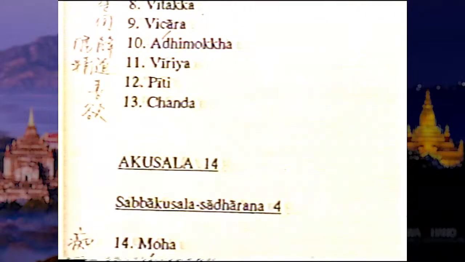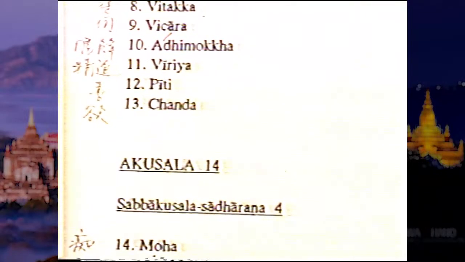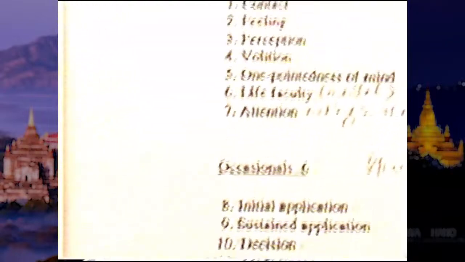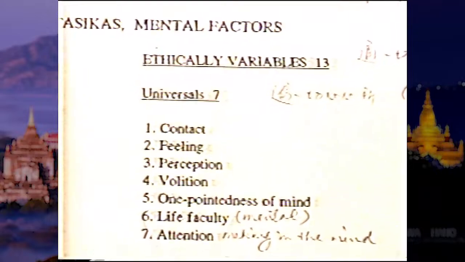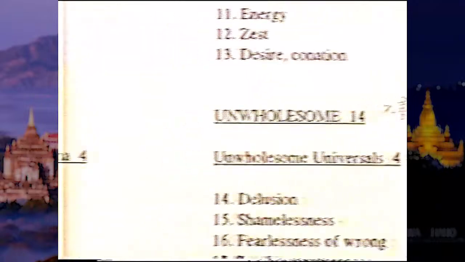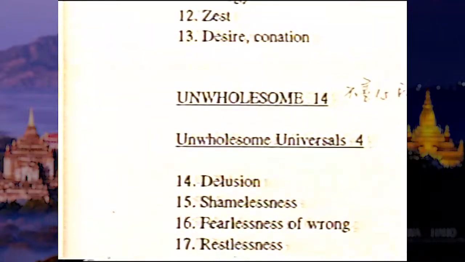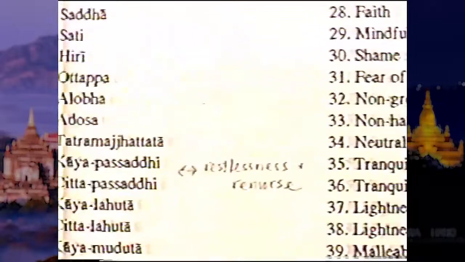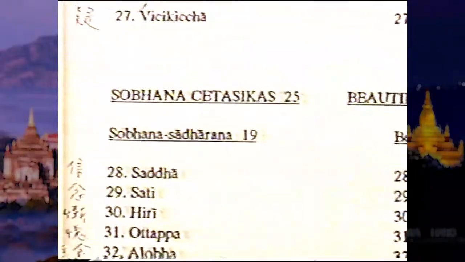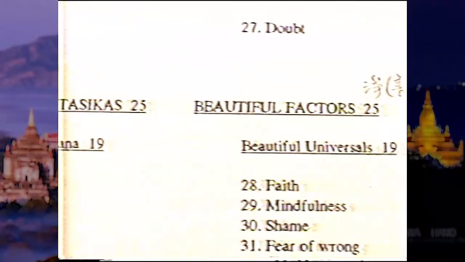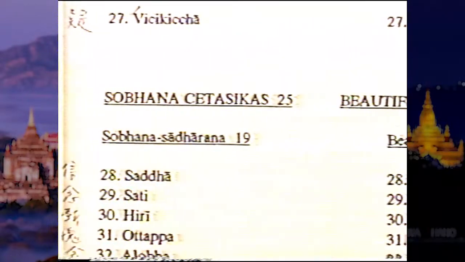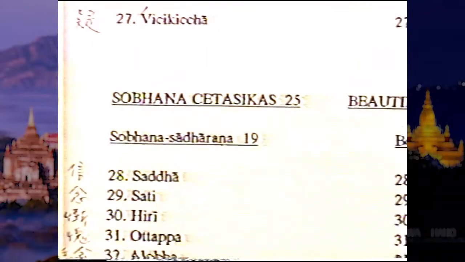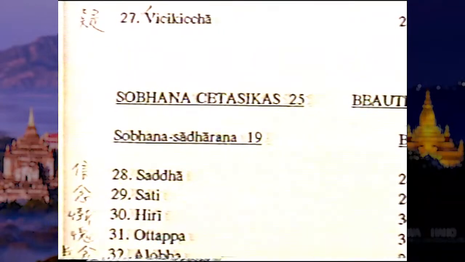The first, ethically variable, means they can arise with both kusala and akusala. The second group is akusala; they arise only with akusala consciousness. And the third group is sobhana, beautiful, so they arise with beautiful consciousness. They do not arise with akusala and ahetuka, but they arise with kamavacara sobhana and others. So 3 groups.